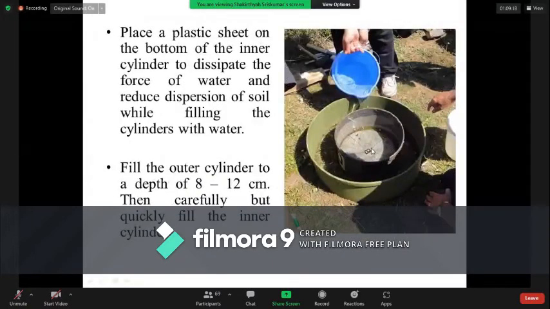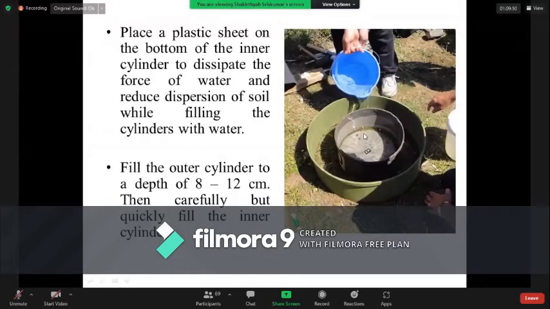Of the inner cylinder. Here you can see this is the plastic sheet. You have to place this plastic sheet in the bottom of the inner cylinder to dissipate the force of water and reduce dispersion of soil while filling the cylinders with water. So what will happen if you don't use this type of plastic sheet? You can directly pour your water inside the cylinder.